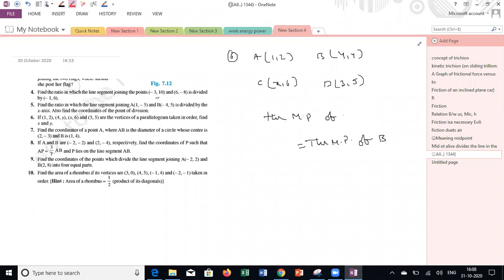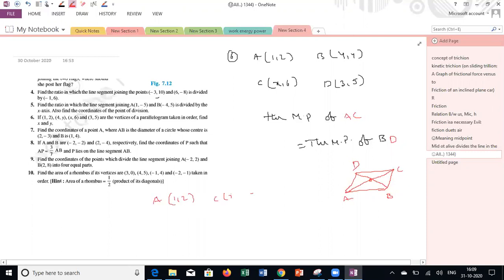The midpoint of AC is equal to the midpoint of BD, because if this is a parallelogram ABCD and I draw the diagonals, they will bisect each other. Am I right? Yes, sir. So using this, apply the section formula for AC. Take the points A and C and find the midpoint using the section formula, with 1:1 ratio.